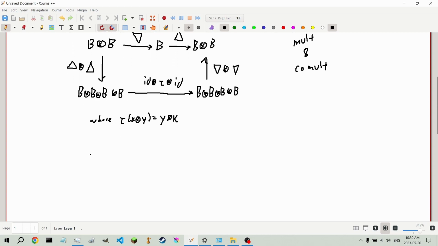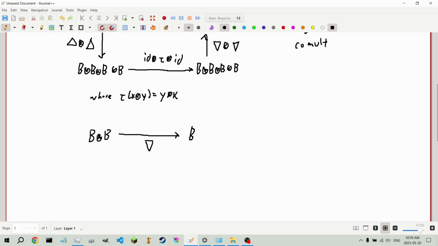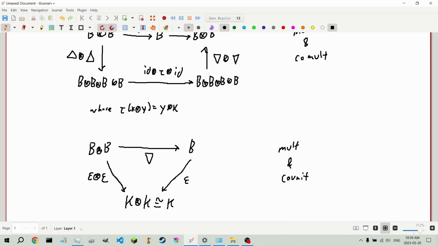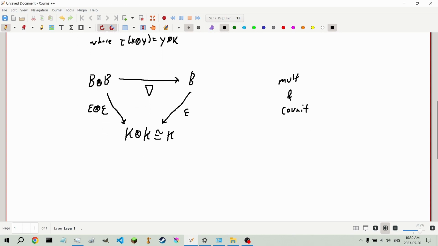Our second map is between multiplication and the co-unit. For B tensor B, you can multiply it down to B and then evaluate that with the co-unit as an element of our base ring, or we can just evaluate each side, and this is how multiplication from the algebra interacts with the counit. So now we know how multiplication is going to act with each part of the coalgebra. Now we need to see how the unit interacts with each part of the coalgebra.